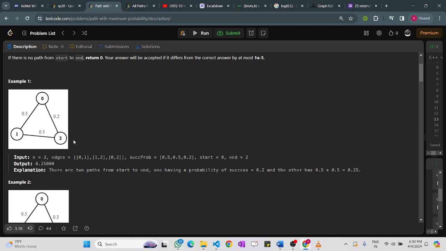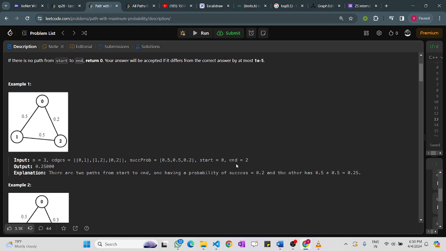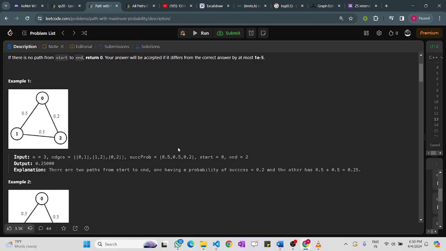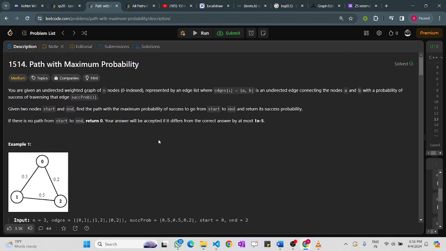If you see test case one, there are two possible paths to reach from 0 to 2. Basically, 0 is the source node and 2 is the destination node. The probability of the first path is 0.5 times 0.5, that is 0.25, and the other path's probability is 0.2. Which is the maximum? Obviously 0.25, so you have to return the maximum probability of the path.